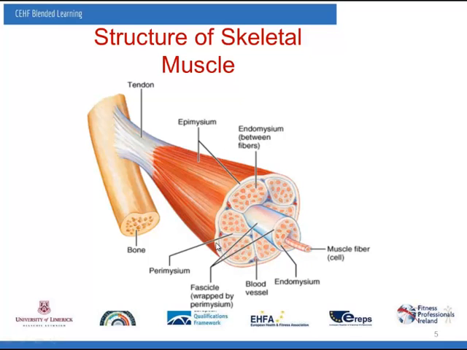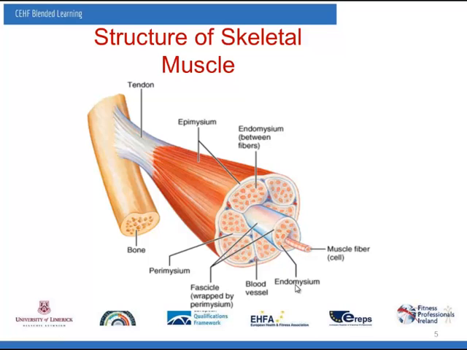Within the muscle then we have our bundles of muscle fibers, which are called the fascicles, and each fascicle then is also surrounded by another layer of connective tissue, and this layer of connective tissue is called the perimysium. If we were to extract one muscle fiber from a fascicle, we would find that that also is surrounded by another layer of connective tissue, and this connective tissue then is called the endomysium.